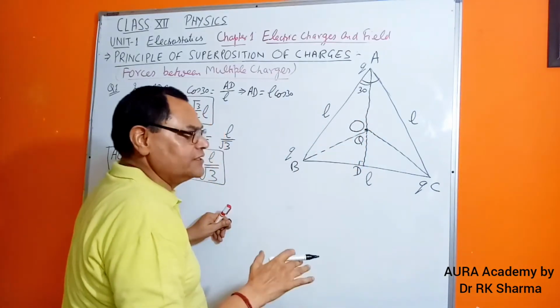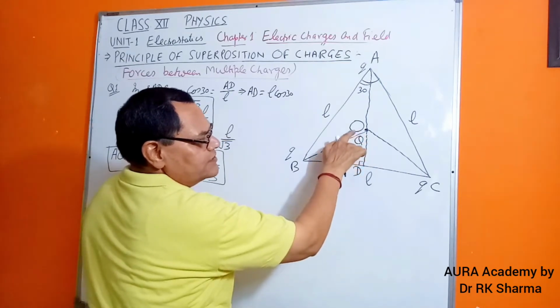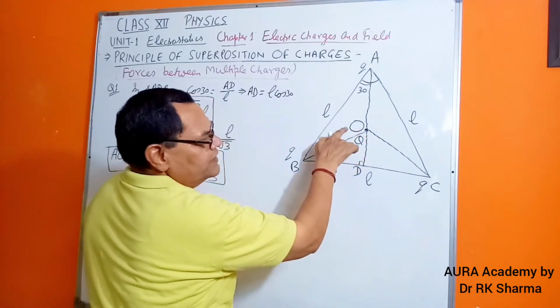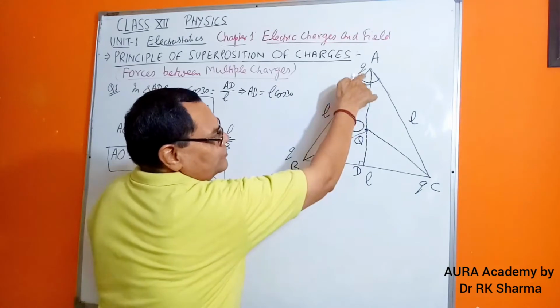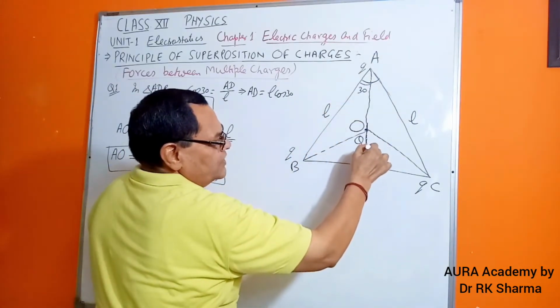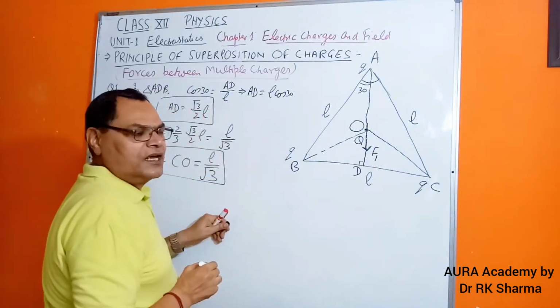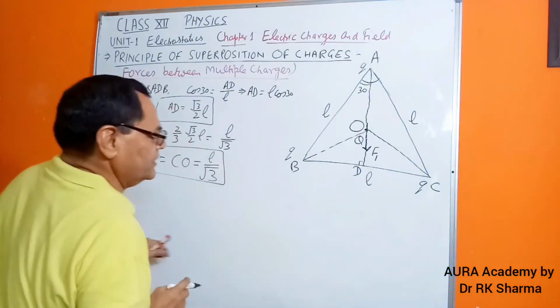Now which will repel what? The point where we are calculating the force, that is at capital Q placed at O, so this small q will be repelling this. So the force will be acting this way. So let us assume this as force F1. Clear? So let us find it out first.